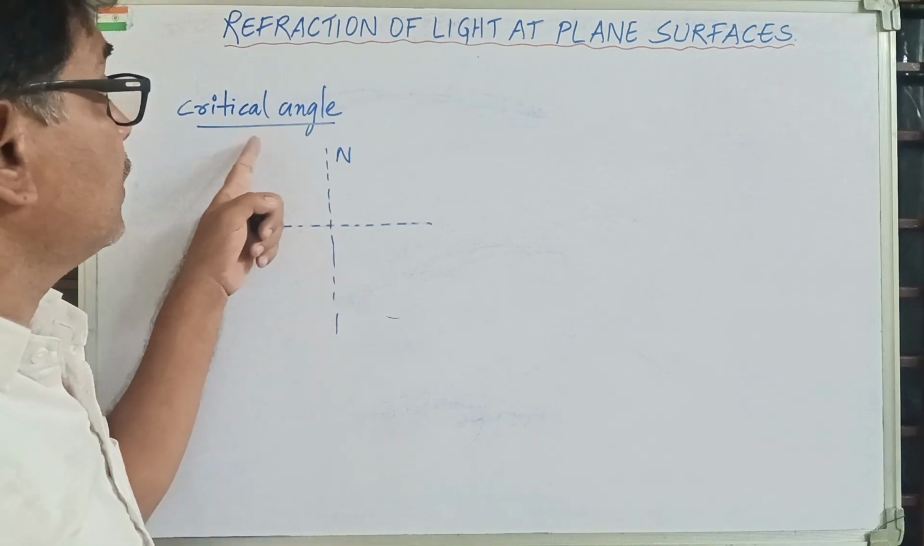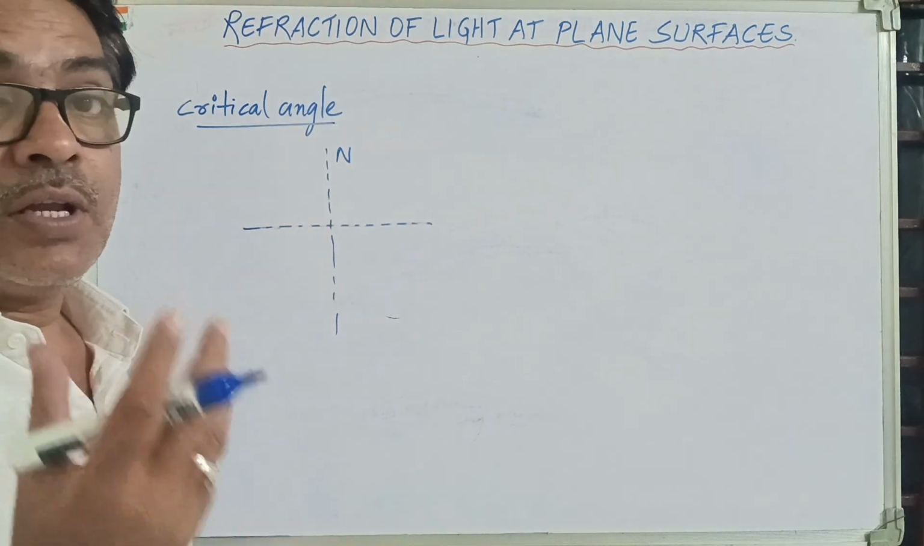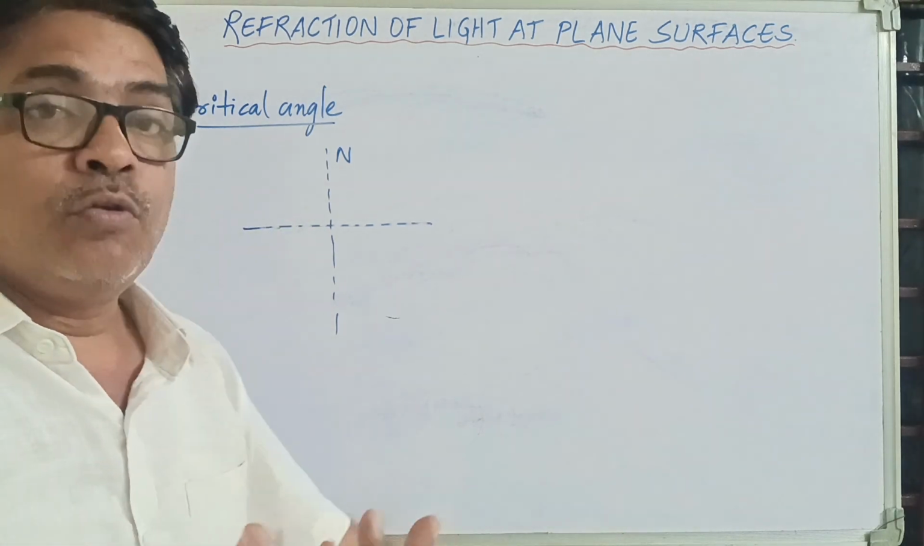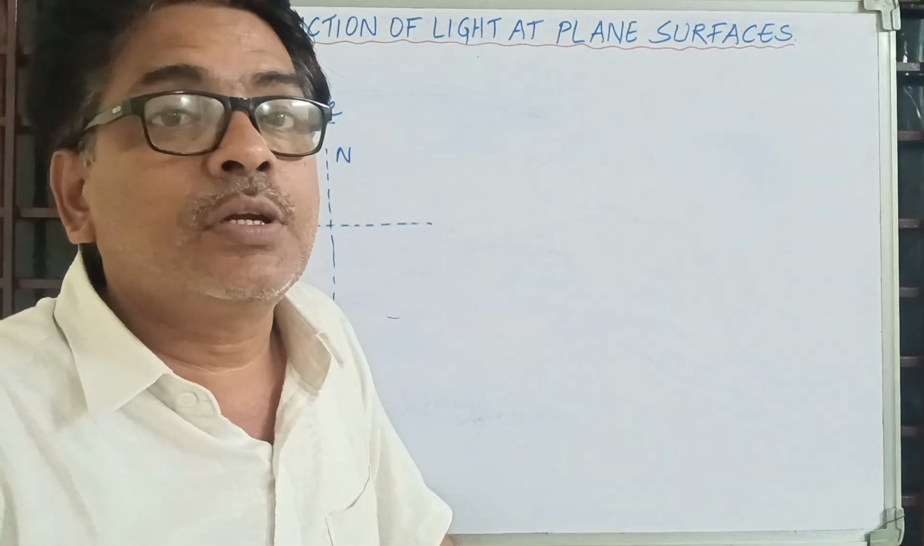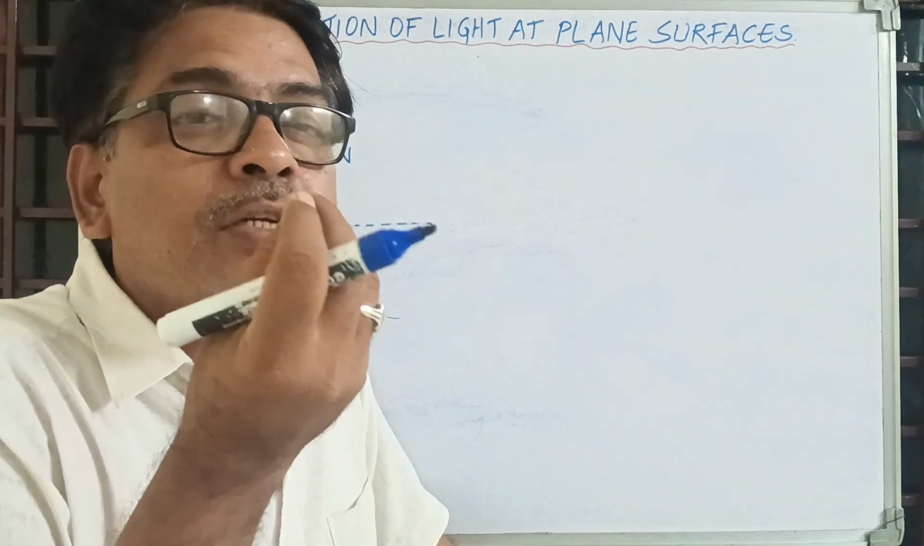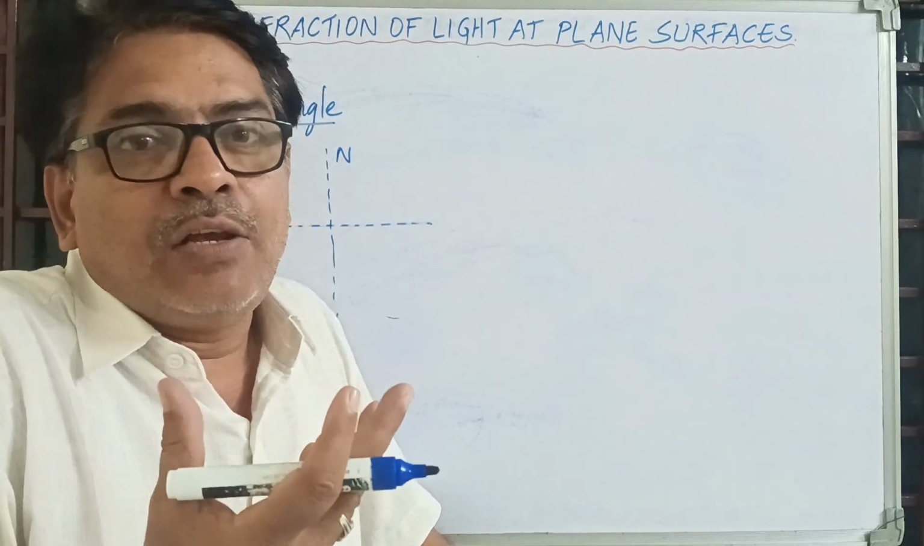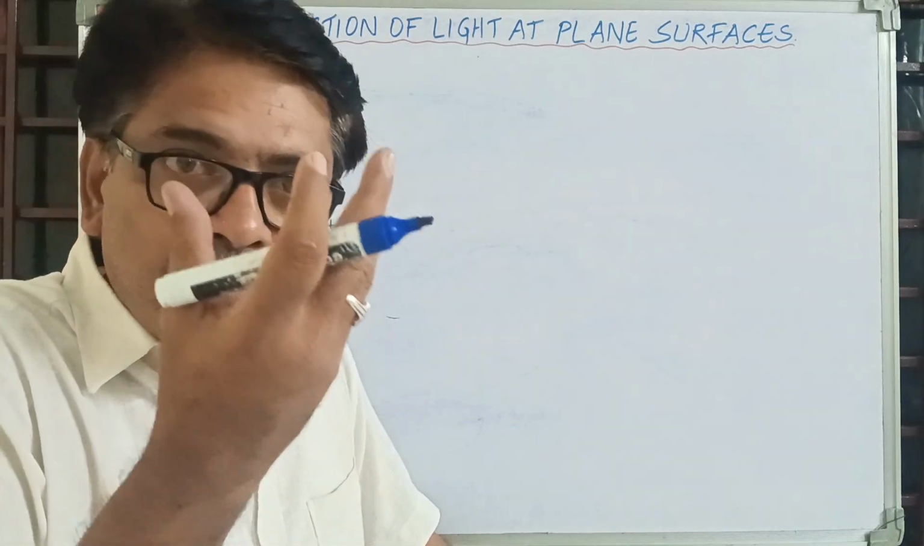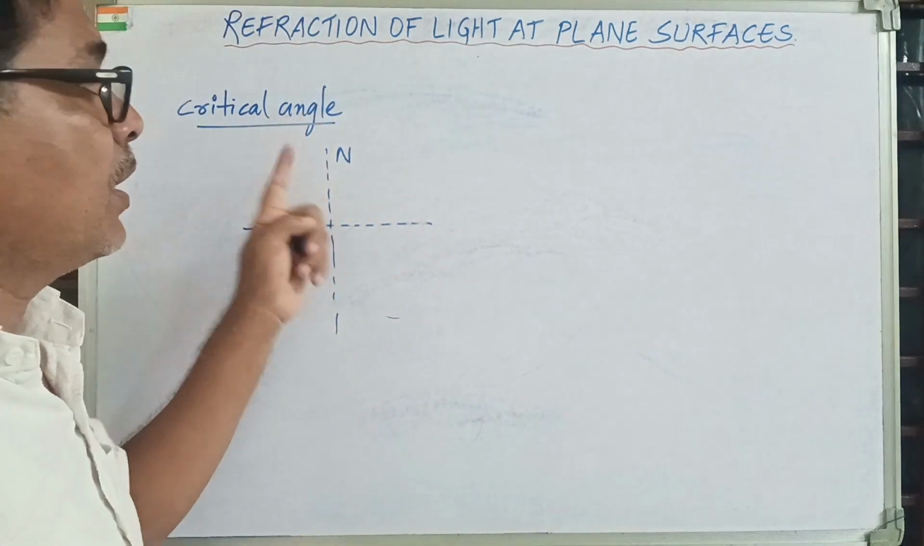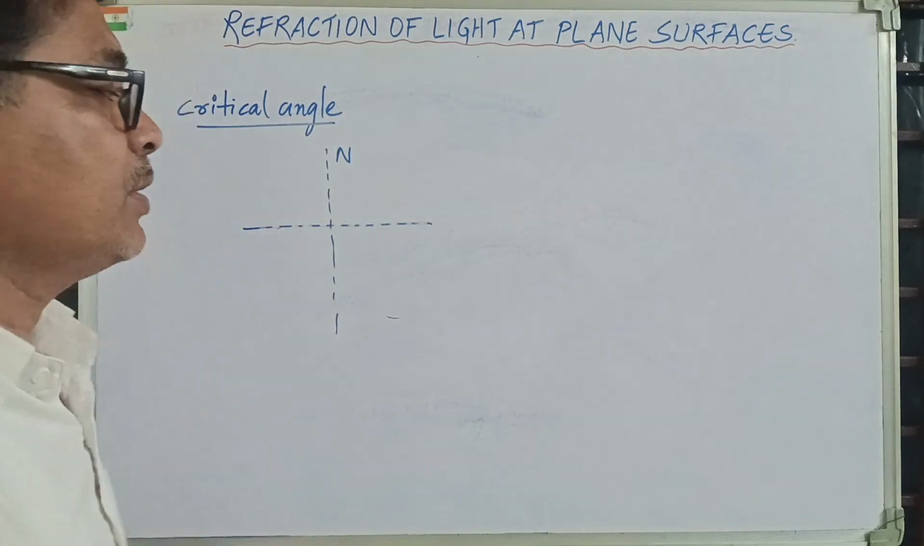Because this critical angle is very important. This gives a new phenomenon called total internal reflection, due to which diamond shines, right? Diamond gets its value because it shines, and that value is added because of this critical angle only. Now we'll see what it is.